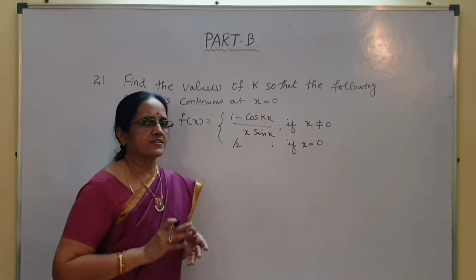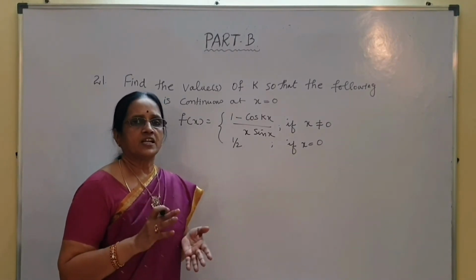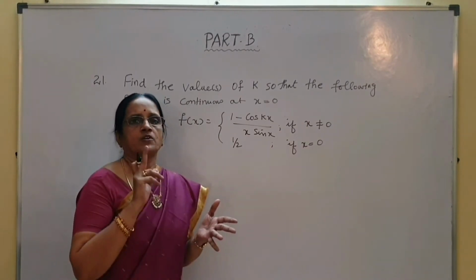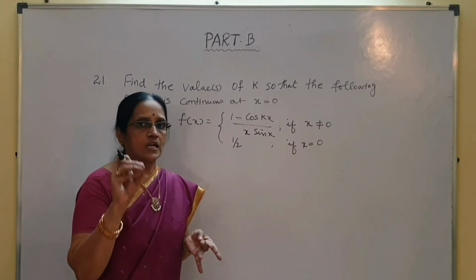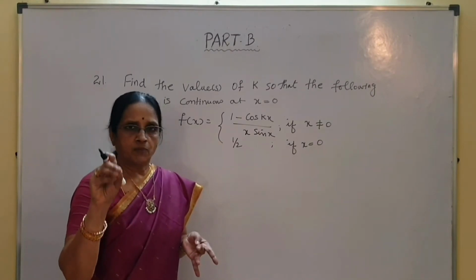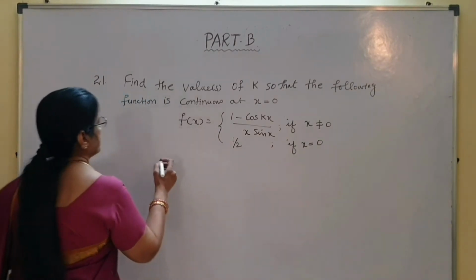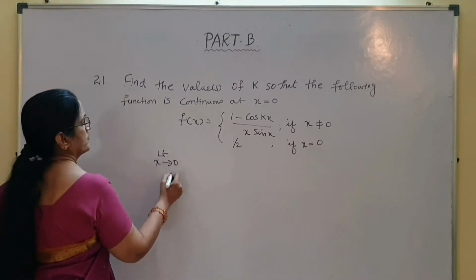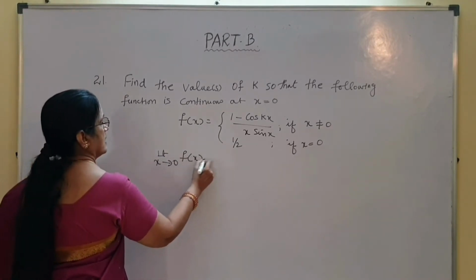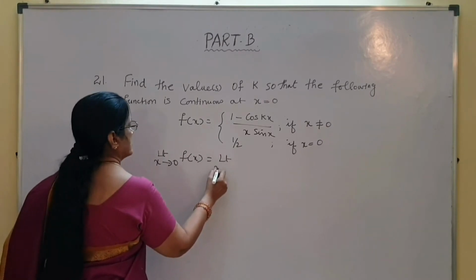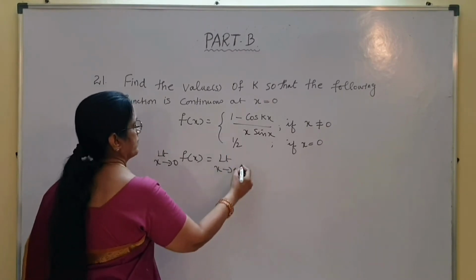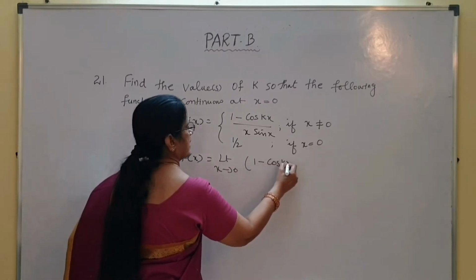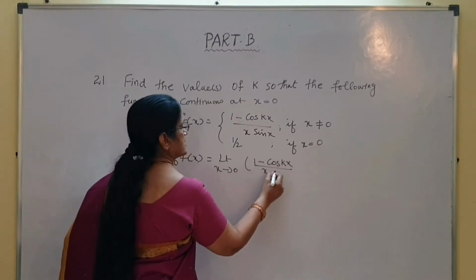See, you know the condition for a function to be continuous at the given point. Its left hand side limit should be equal to right hand side limit should be equal to value of the function at that particular point. So what I am going to do here, limit x tends to 0 of f of x is nothing but limit x tends to 0 of the function 1 minus cos kx by x sin x.